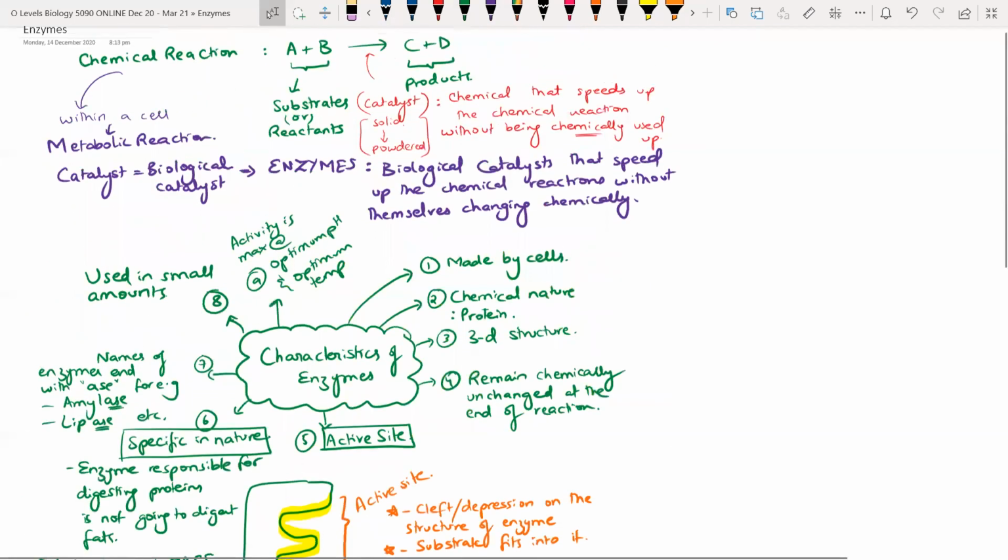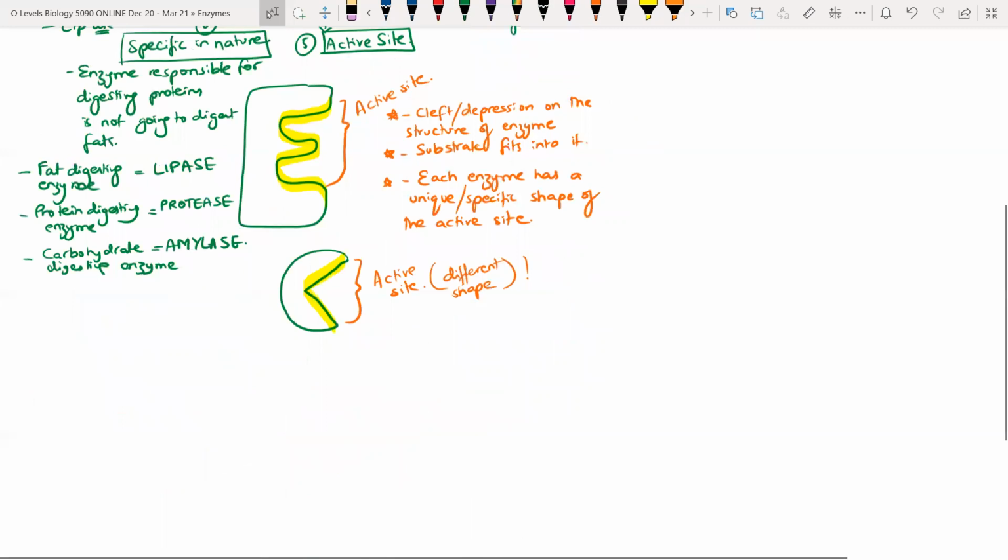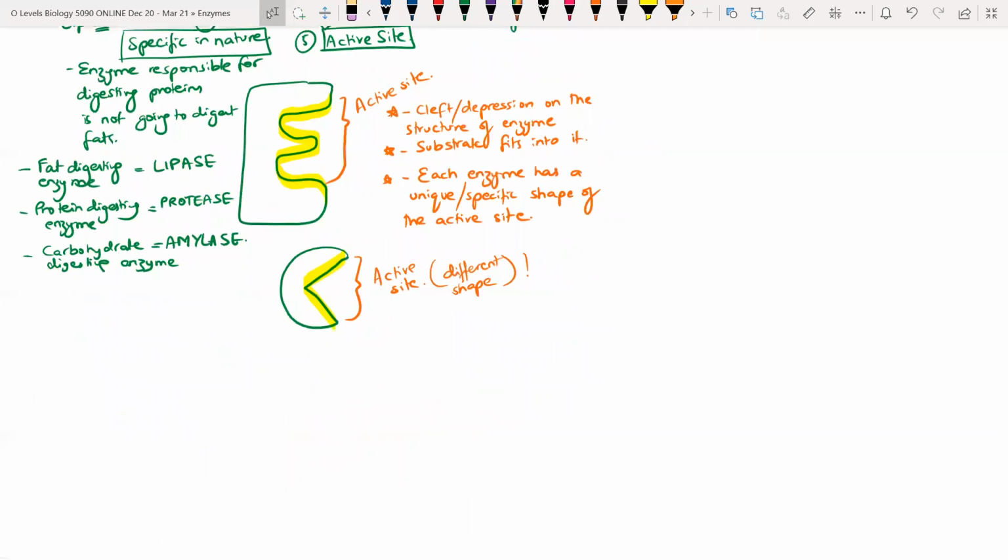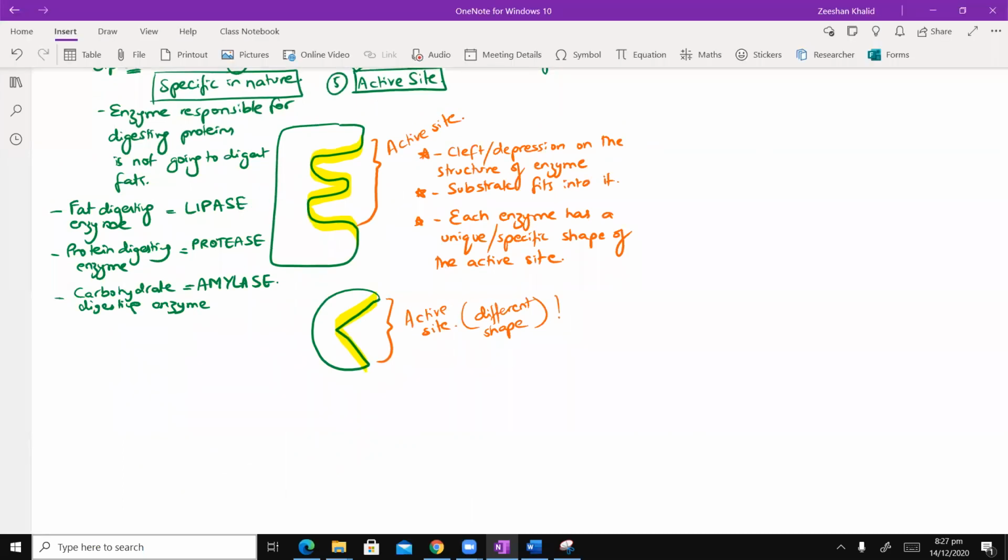Okay, and now the next topic that we are going to talk about is the lock and key hypothesis itself. What time is it? 8:27. Let's take our traditional 1 minute break now. It's 8:27. I will exactly resume at 8:29.